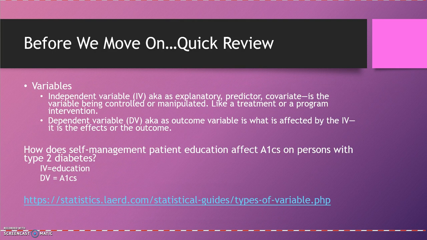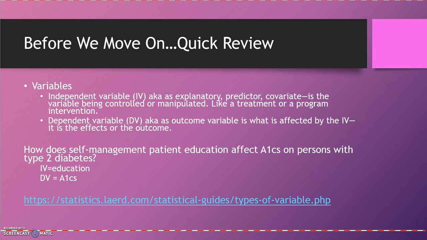Okay, so before we move on, very quickly, because this is a piece of the evaluation table, is the variables. We need you to identify, the best you can, the independent variables and the dependent variables. Independent variables are also known as the explanatory variable, the predictor variable, or the covariate, and it's the variable that is being controlled or manipulated. It's the treatment variable or the intervention variable. The dependent variable is also known as the outcome variable. It is the variable that is affected by the independent variable.